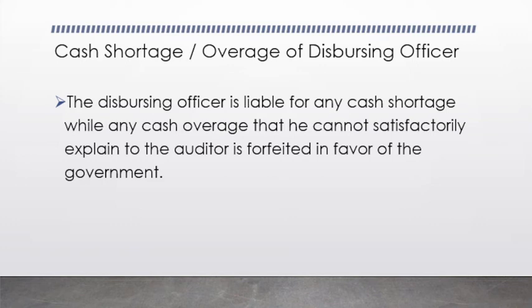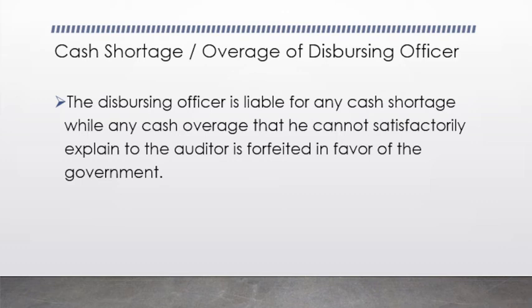Okay, we look at the cash shortage or overage of a disbursing officer. The disbursing officer is liable for any cash shortage, while any cash overage that he cannot satisfactorily explain to the auditor is forfeited in favor of the government. Normally, disbursing officers have surprise audits conducted by the Commission on Audit. So, we can ascertain whether he has a cash shortage or cash overage at a particular period of time. If a cash overage is found that he cannot explain, it shall be deposited at the depositary bank of the government. And if there is a shortage, he is liable and must replace it.